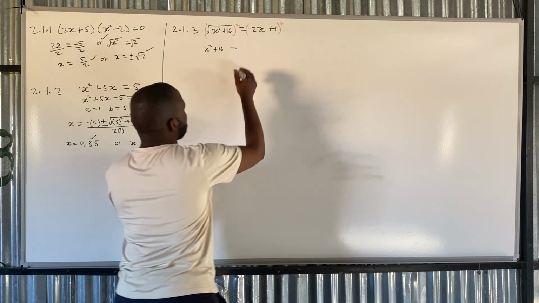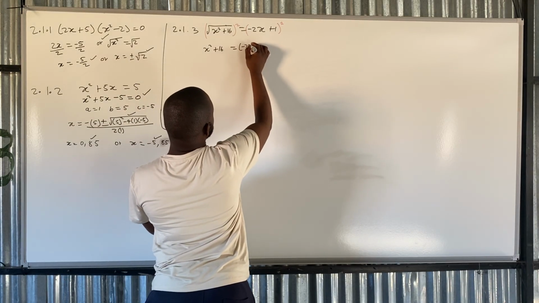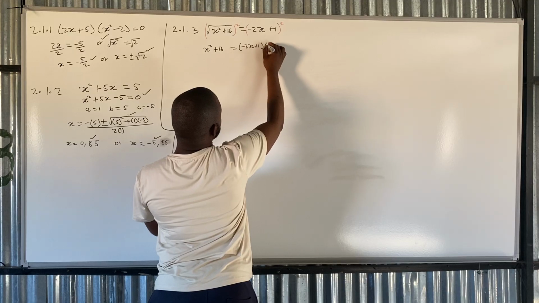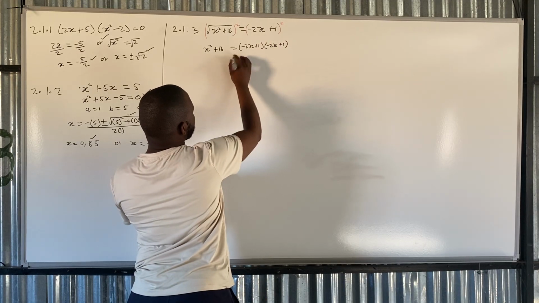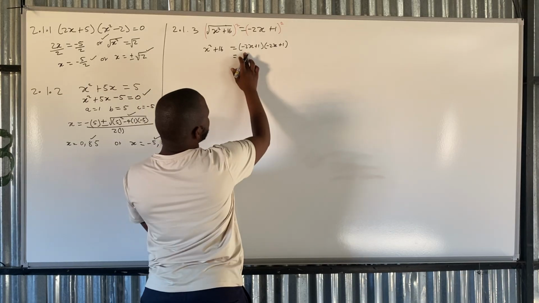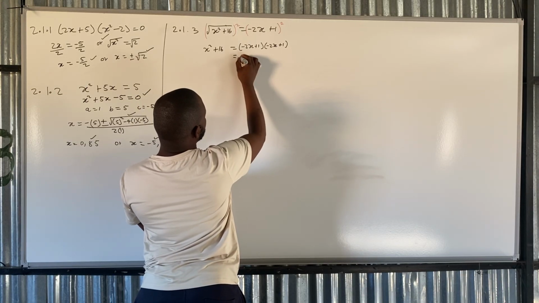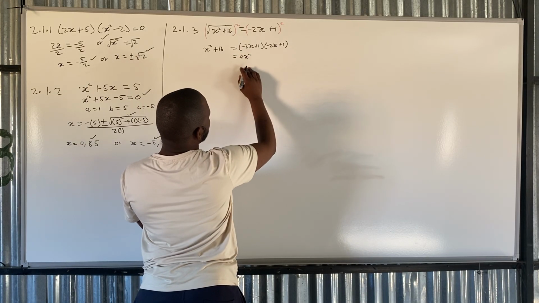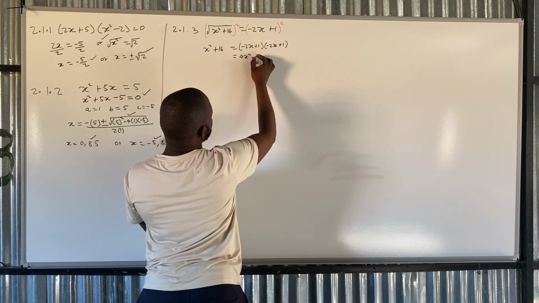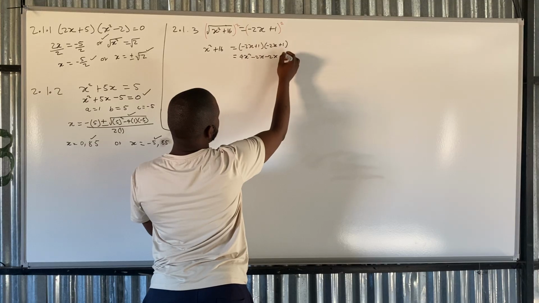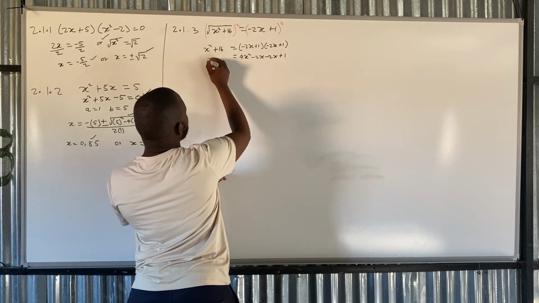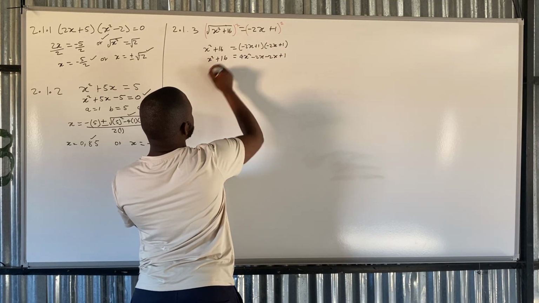2 brackets. So I'm going to have negative 2x plus 1 into negative 2x plus 1. And then from here, we need to open the bracket. So this and this is going to be positive 4x squared. Then this and that, negative 2x, this and this, negative 2x, 1 and 1, just plus 1. And then this basically x squared plus 16.